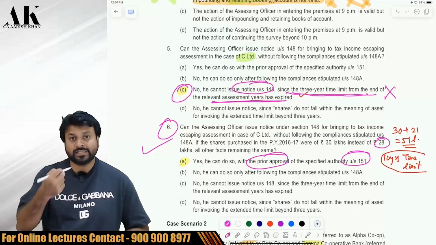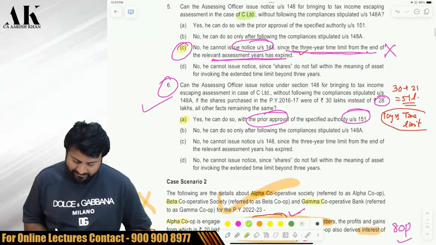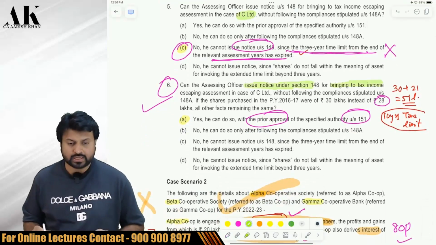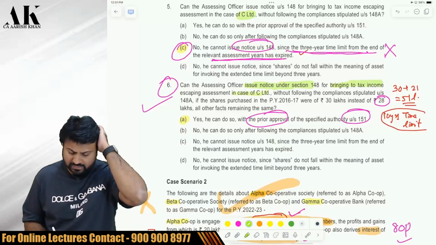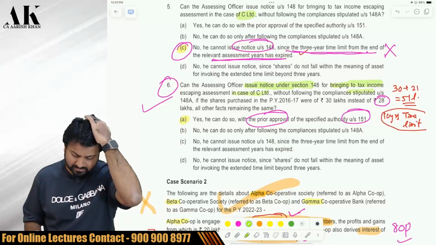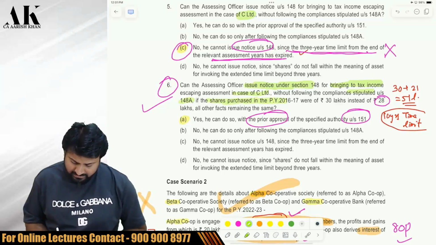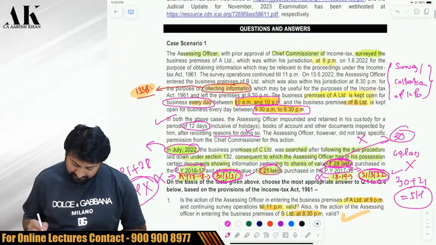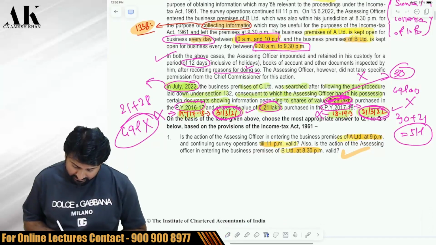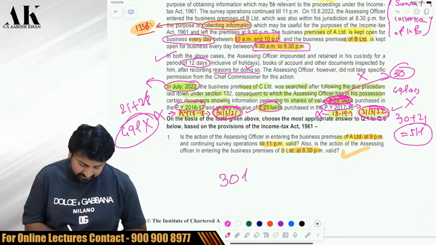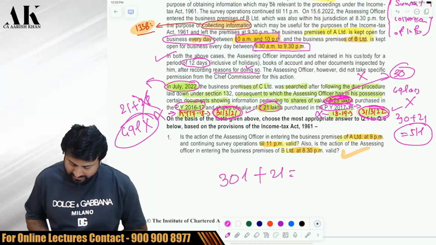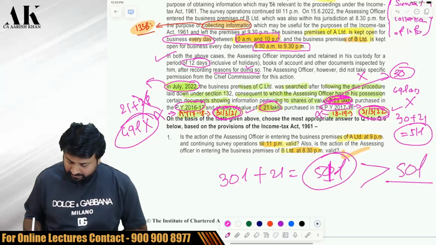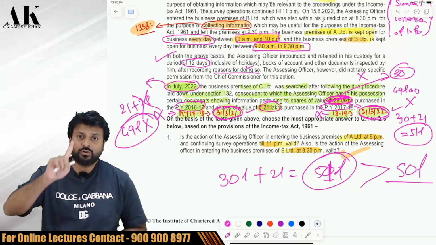Therefore, AO does not have the power. The next question is an extension of the previous question. Can AO issue notice under 148 for bringing to tax income escaping assessment in case of C Limited without following the compliances under 148A if the shares purchased in previous year 16-17 were 30 lakhs instead of 28 lakhs? Now listen carefully. If instead of 28 lakhs, this is 30 lakhs and this is 21 lakhs, then the overall amount will come to 51 lakhs. Now, since this is greater than 50 lakh rupees, the AO can issue notice under 148.